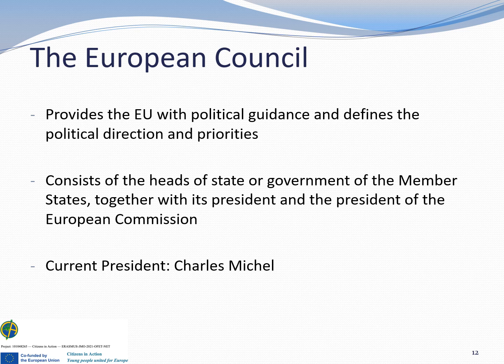The third institution is the European Council. The European Council provides the European Union with political guidance and defines the political direction and priorities. It consists of the heads of state or government of the member states, together with its president and the president of the European Commission. Presidents, prime ministers of the member states get together to set Europe's general strategy. The current president is Charles Michel.